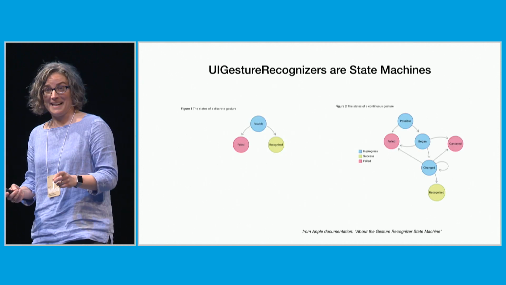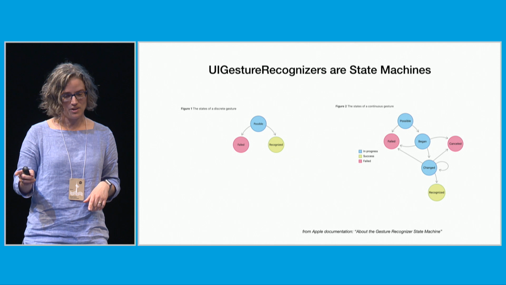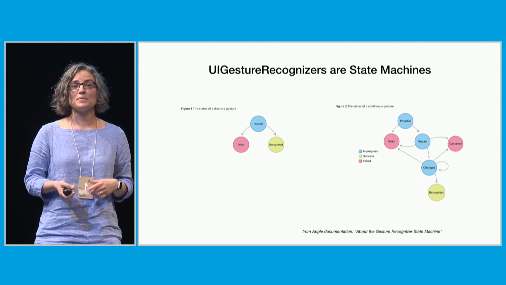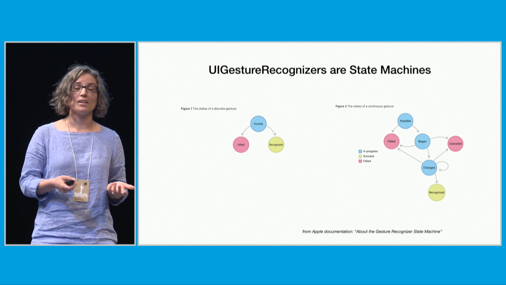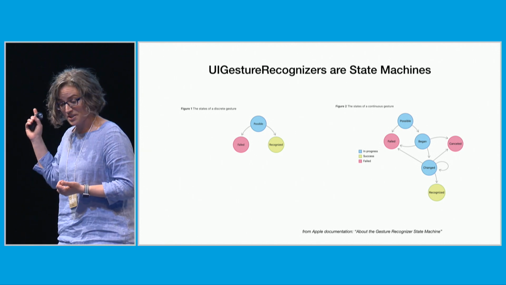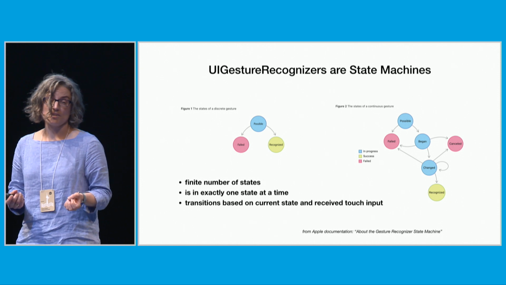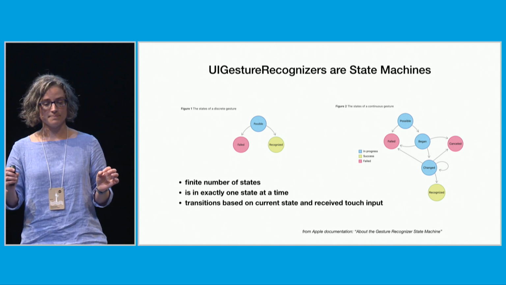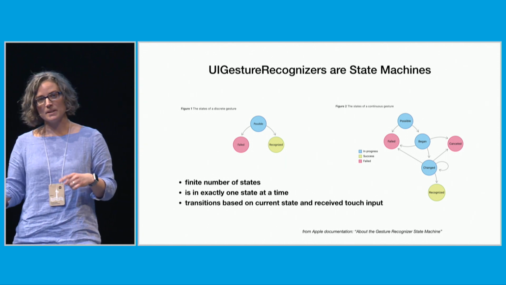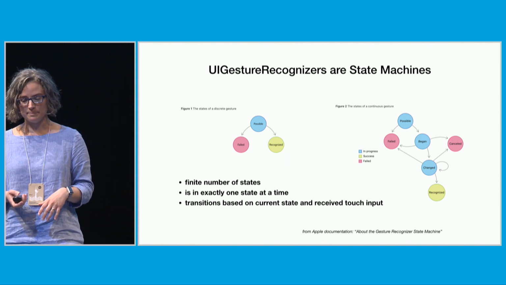All right, so let's pretend, for the sake of this story, that even though I had all this confidence in my prior knowledge, I went and read all the documentation first before getting started on this debugging situation. And one of the first things that you'll discover when you read the documentation is that gesture recognizers are state machines. And they come in two different flavors. There are discrete gestures and continuous gestures. And what it means for a gesture to be a state machine is that each gesture recognizer has a finite number of states, and each one is in exactly one state at any given time. And the transitions between states are based entirely on the current state and the received touch input that's coming in from the app.